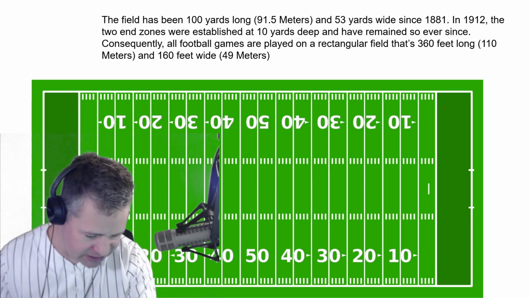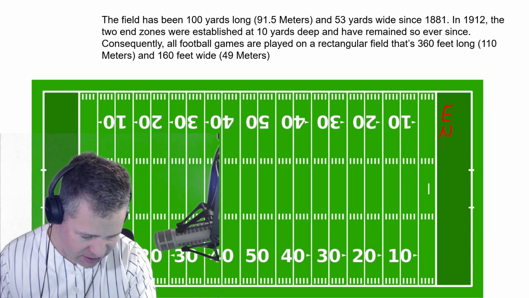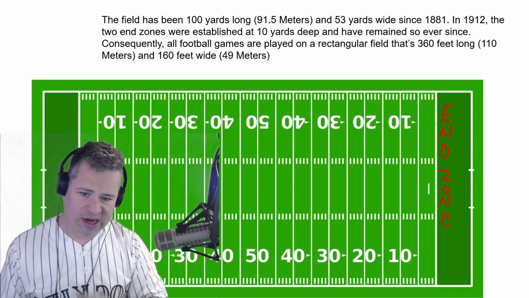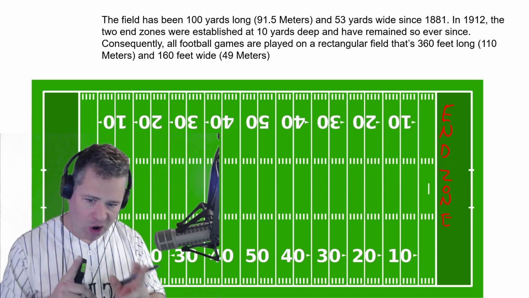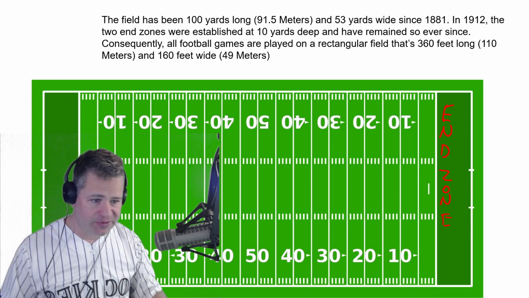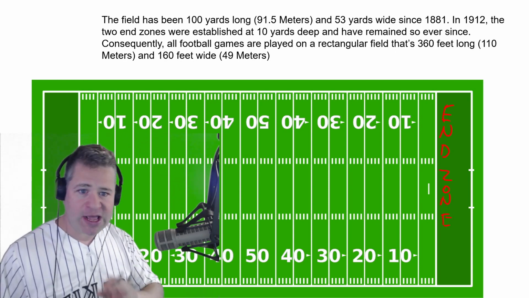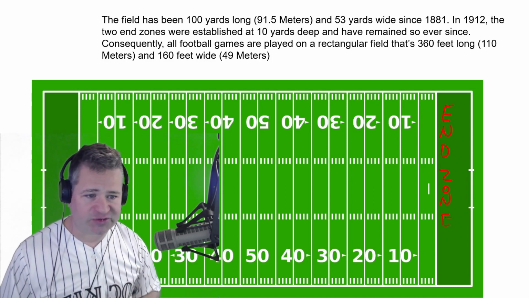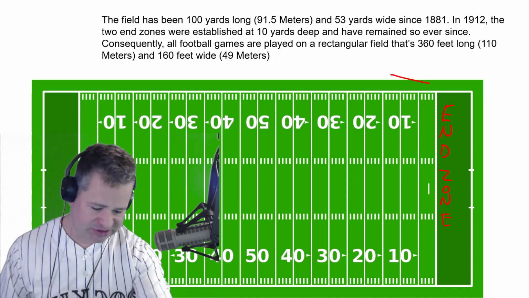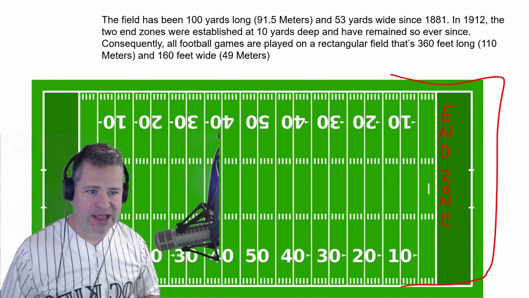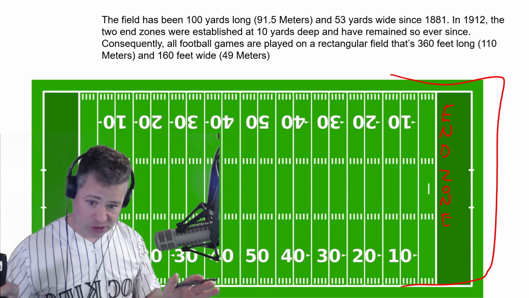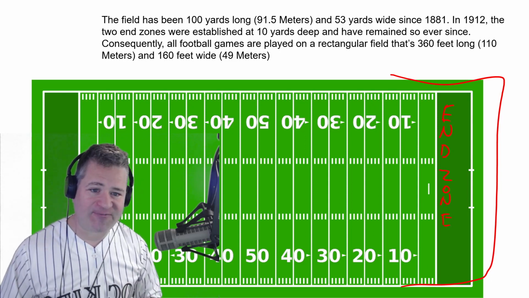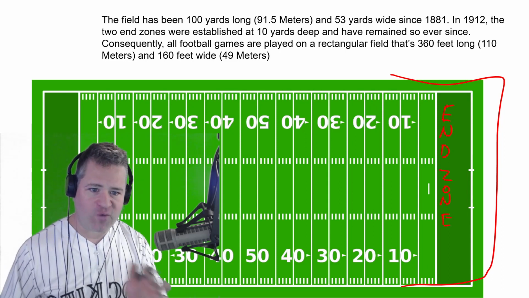The end zone, that is this section right here, is where scoring happens. In one way or another, all scoring occurs there in the end zone. So just imagine the football game. Every American football game is played on a rectangular field. As you can see, it's 360 feet long, including the end zones. That's 110 meters, and 160 feet wide, or about 49 meters.